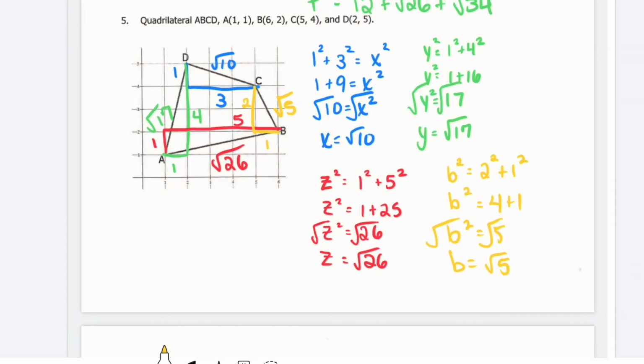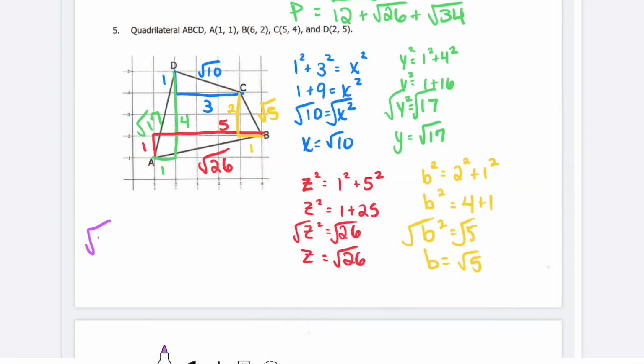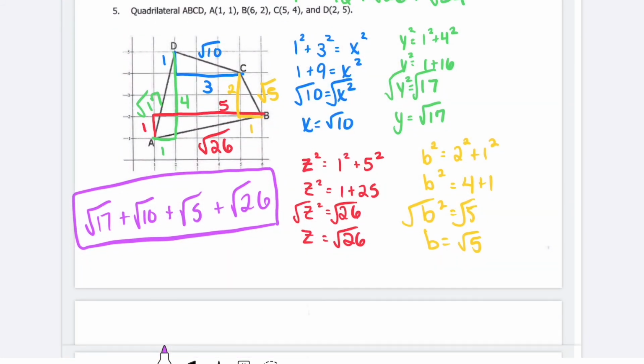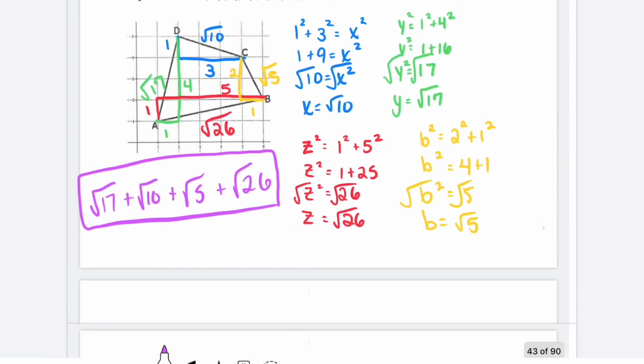And then your perimeter, you just add together all of those sides. Rad 17 plus rad 10 plus rad 5 plus rad 26. And you do not combine anything underneath these radicals because you can't. That would be mathematically incorrect. So that was number 5.